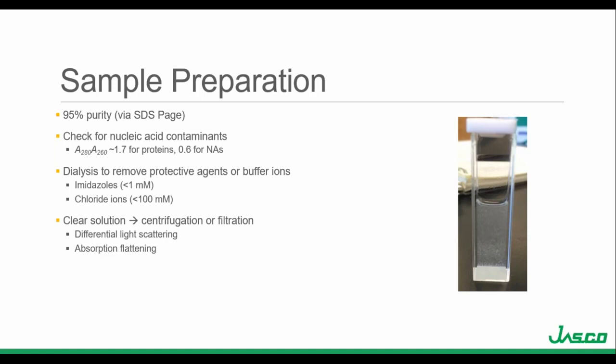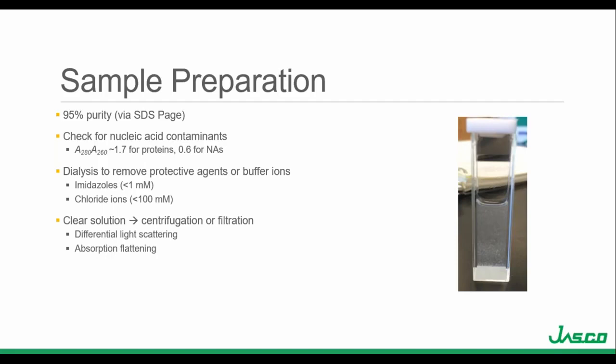To check that there's little to no nucleic acid present in a protein sample, the absorbance can be monitored at 280 and 260 nanometers and the ratio of the two wavelengths calculated. The protein is going to have a ratio of about 1.7, while nucleic acids are about 0.6. So the lower that ratio, the more potential for nucleic acid contaminants in a protein sample.